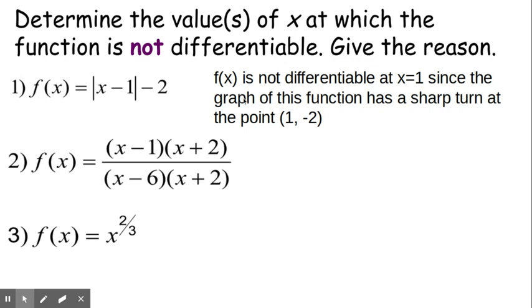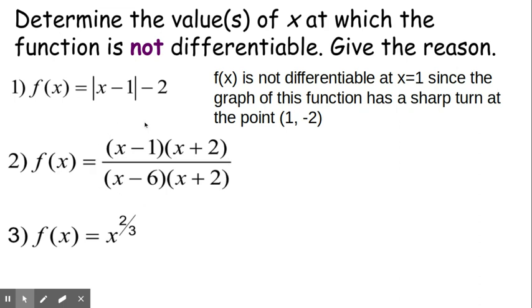If we want to be technical, we would say the limit as x goes to 1 from the left of f prime does not equal the limit as x goes to 1 from the right of f prime of x. Two different slopes meeting at the same point. The next function is a rational function, and it does not have a domain of all reals.